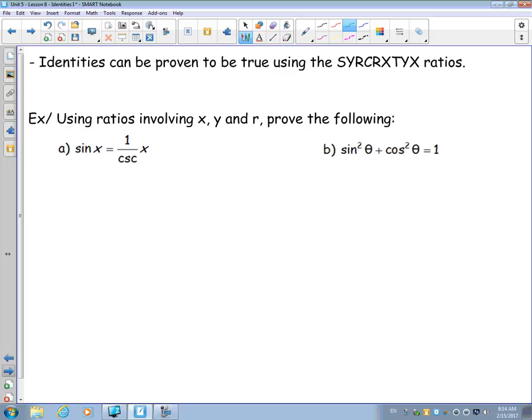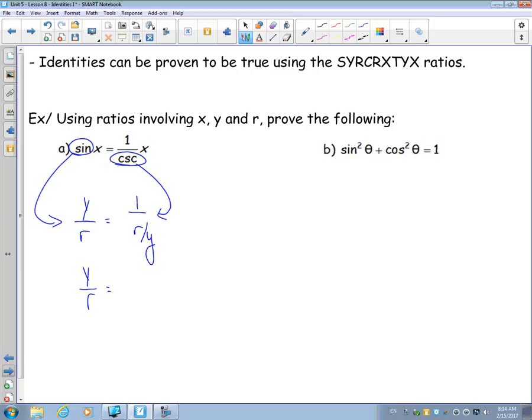So sine x should equal 1 over cosecant x. Can we prove that? Well, what do we know about sine x? Sine x is y over r. And what do we know about cosecant x? Cosecant is the opposite of sine, so it's r over y. So I'm replacing my ratios with the letter versions of those things. So can I prove these two things are equal?